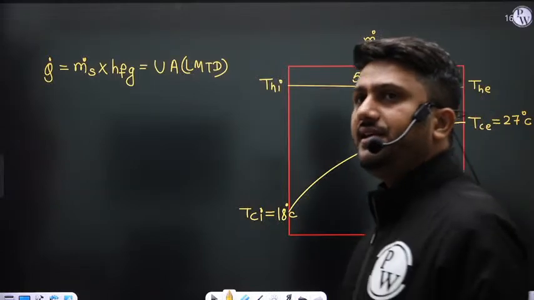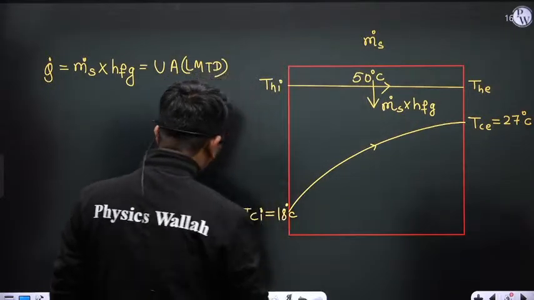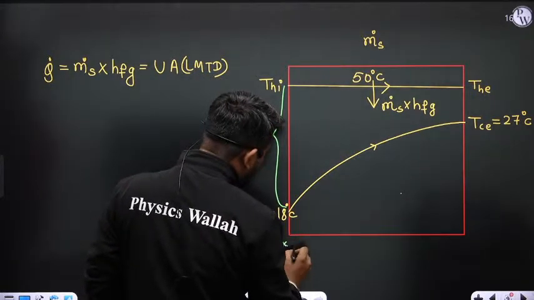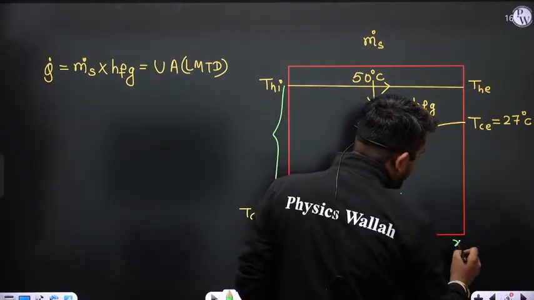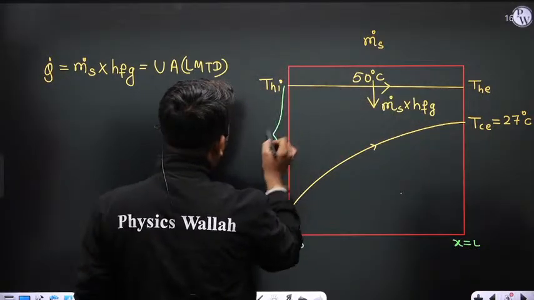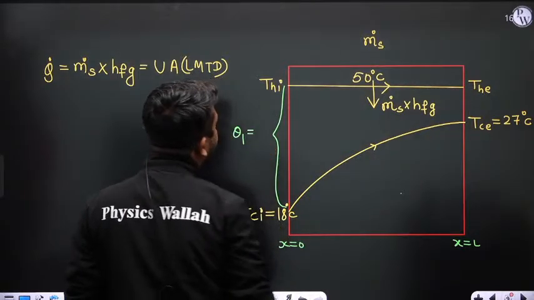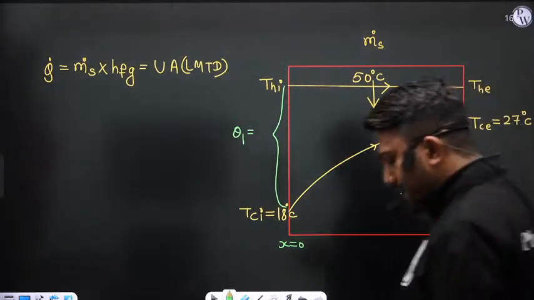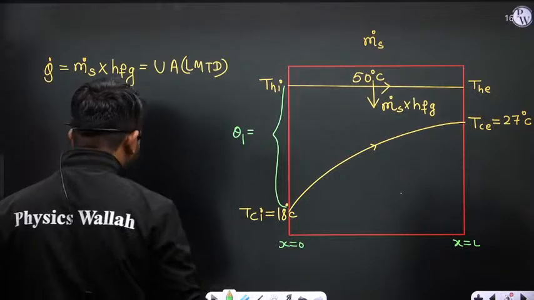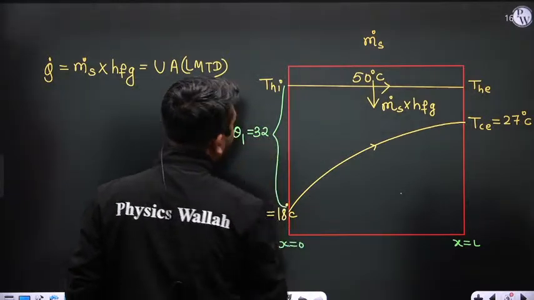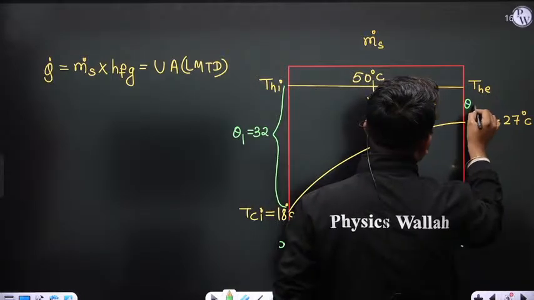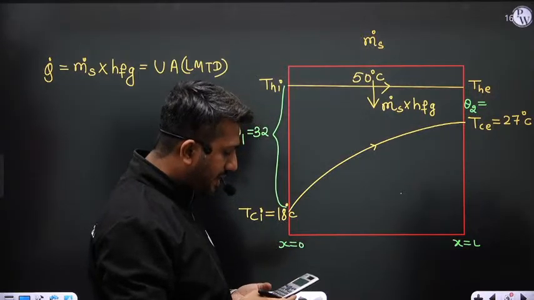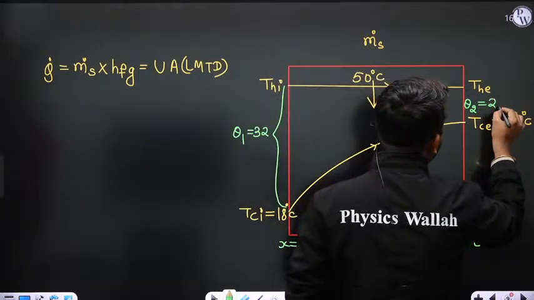Is it fine? Now, can we calculate the LMTD here? Yes, we can. At x equal to 0 and x equal to L, what is theta 1, the temperature difference? 50 minus 18, that is 32. And theta 2 is 50 minus 27, that is equal to 23.